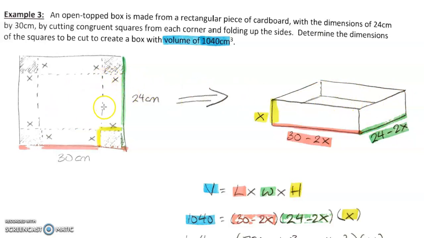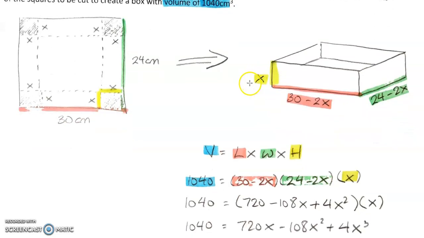So these dotted lines right here, here, and here are going to be where the folds are, and these flaps fold upwards. Glue is going to go on these two sides, and they're going to glue together to make one side edge of your box. Now they're telling you that the box has a volume of 1,040 centimeters cubed.